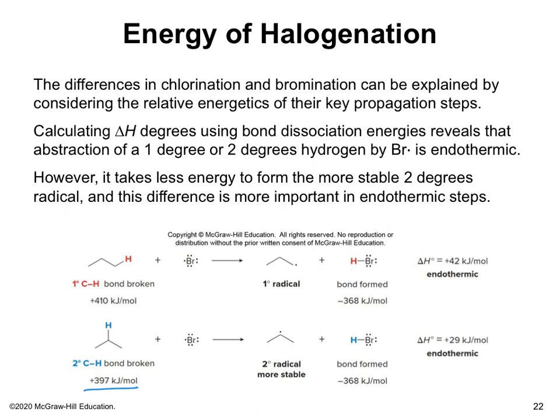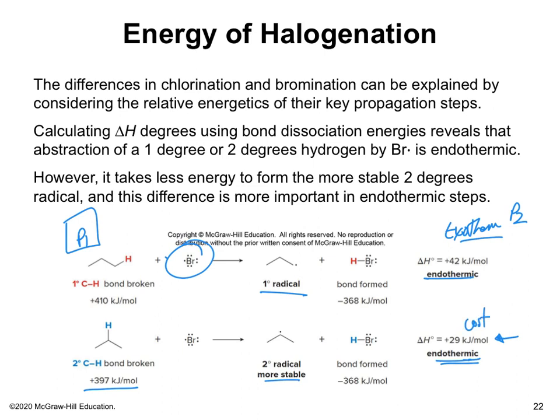And this is propagation step 1, because you notice we're generating a radical. They're showing you that for propagation step 1, even though the reaction is overall exothermic once you add propagation step 2, both of these steps are endothermic when it comes to bromination. That's propagation step 1 of abstracting the hydrogen. So 29 is lower than 42, so it costs 29 kilojoules per mole, whereas the primary costs 42 kilojoules per mole. You're going to find that propagation step 1 of chlorination is exothermic for both. That's why it's not selective. You can't control it.